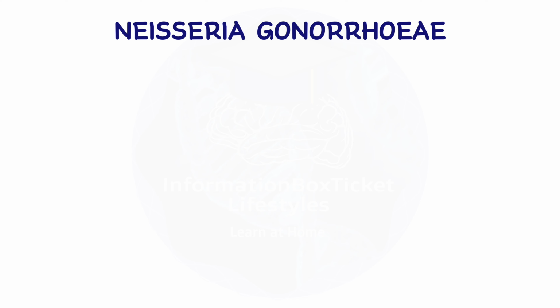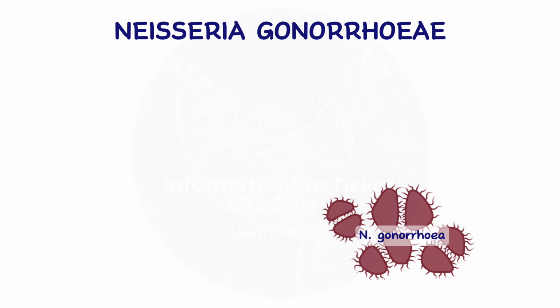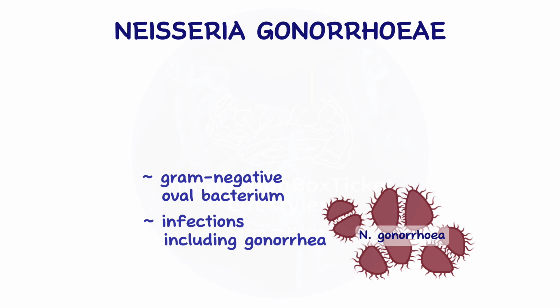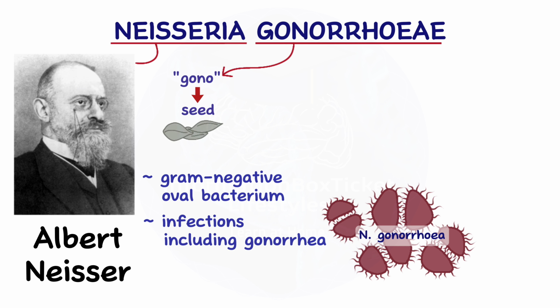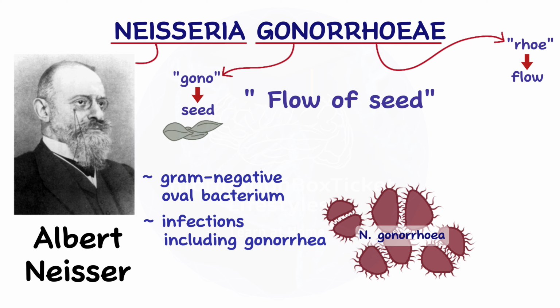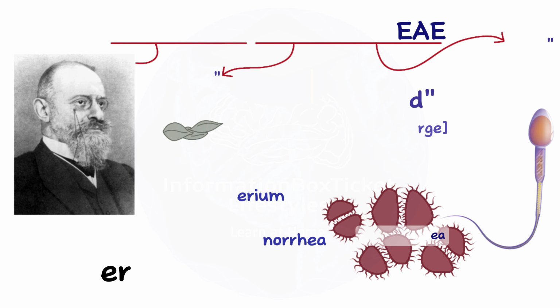Neisseria gonorrhoeae, often referred to as N. gonorrhoeae, is a gram-negative oval-shaped bacterium that infects humans and causes various infections, including gonorrhea. The name Neisseria is derived from Albert Neisser, a German physician who discovered the bacterium, while gonorrhea originates from the Greek words gonos, meaning seed, and rhou, meaning flow, together translating to flow of seed, a description referring to the penile purulent discharge, which was mistakenly believed to be semen in infected males.